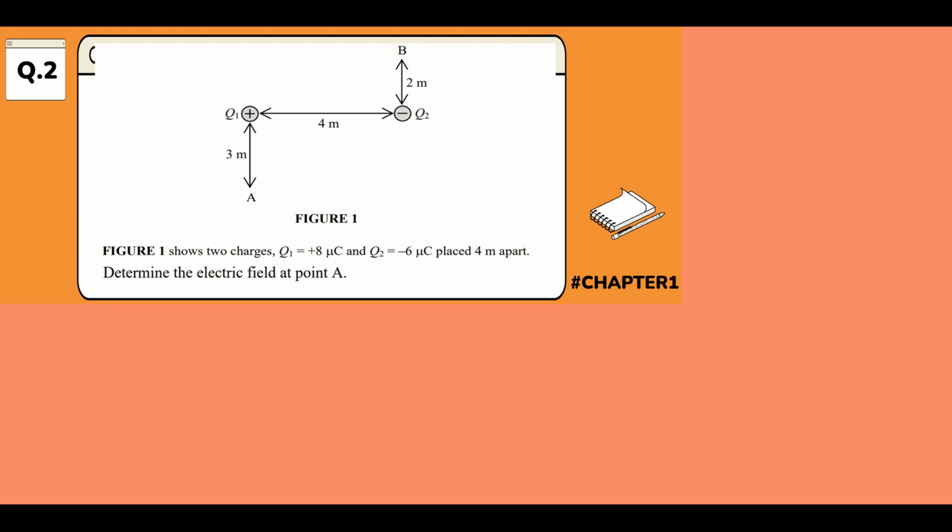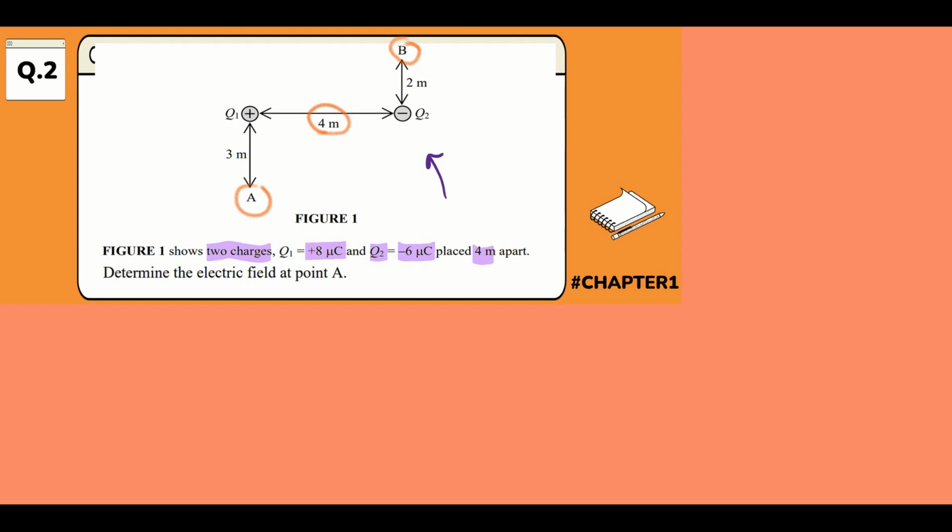The second question of this week is again from chapter 1. Figure 1 shows two charges, Q1 plus 8 microcoulomb and Q2 negative 6 microcoulomb, placed 4 meter apart. So we have a distance here, 4 meter, and also we have 2 points, point A and also point B.